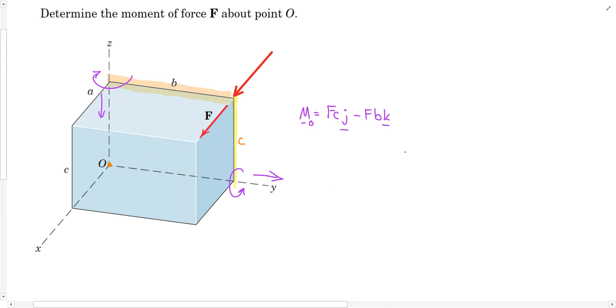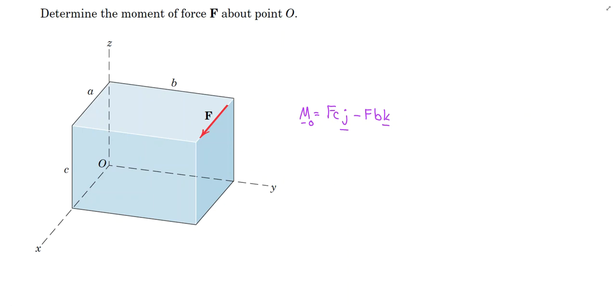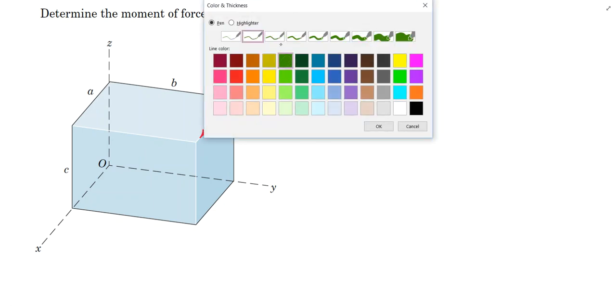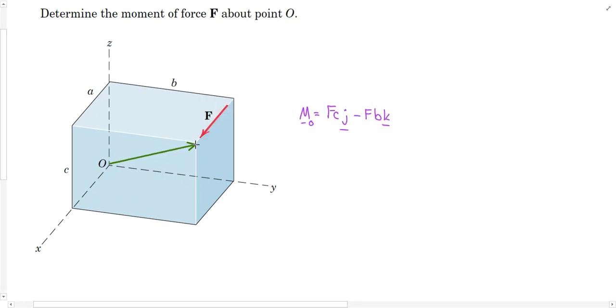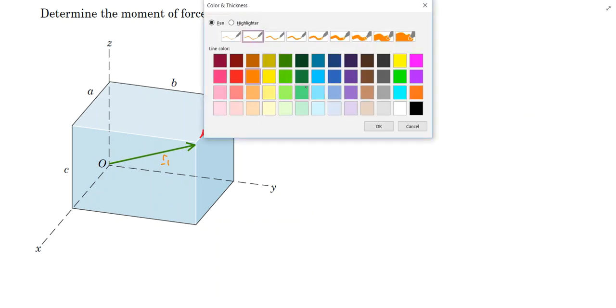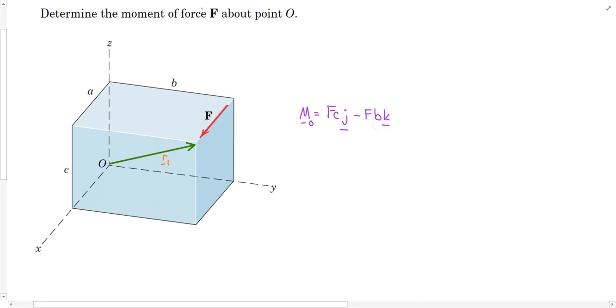Now I've done it with the right-hand rule approach. What I want to do now is try a vector approach. And so to that end, let's grab a position vector and we'll sketch 2 of these because it doesn't matter where I go. We can put one position vector from O to this front corner. It just has to get to the line of action, so we could call that r1. And then a second position vector, let's maybe grab a different color here, and we'll draw that to this rear corner of the box, and we can refer to that as r2.